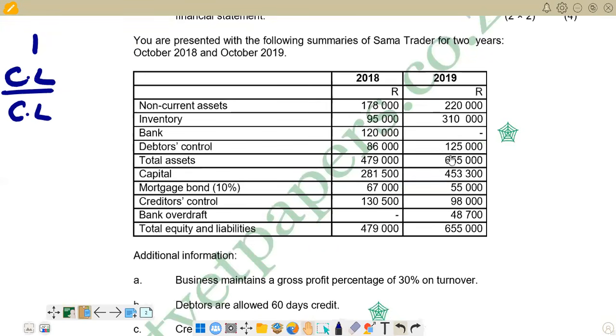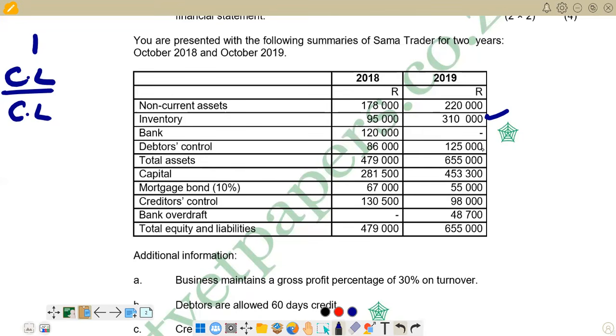So we have inventory, which is one of the current assets that we have there. Inventory is here. And then we have also got bank, but if you see bank, we have got nothing there. But for 2018, there's something. Remember, when they ask for these ratios, they are asking you to calculate in the current financial year. So our current financial year, according to the question that we have, is 2019. So we've got nothing in terms of bank, so we're not going to put anything there.